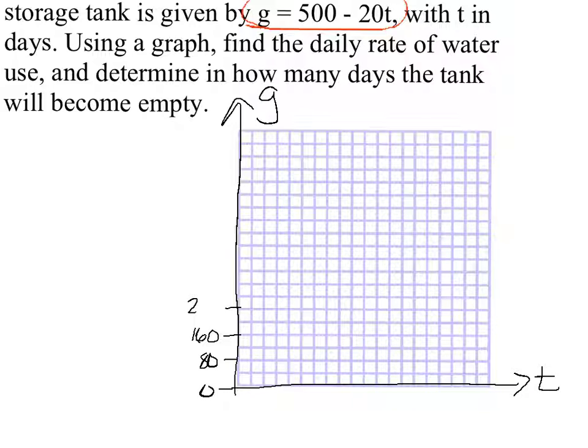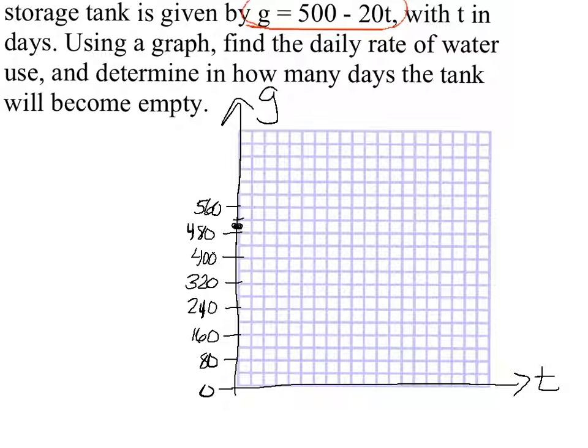200, 240, 280, 320. Yep. 320. Let's see what's the next. We'll go up by 80. This will be 400. This will be 480. And let's see, that will be 520, 560, I think. So my y-intercept is 500.